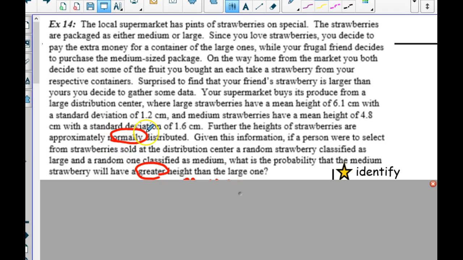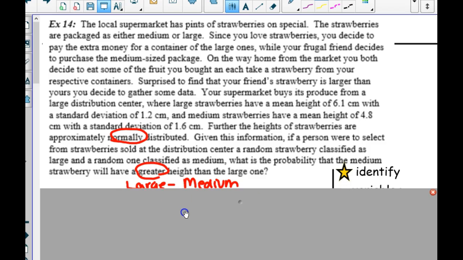I see the word normally distributed, so I know I'm going to have to use ZOMS at some point. And then I see this word greater. Okay, because we need to know, are we going to be doing adding or subtracting here? So we talked about what is that word greater here. We don't see the word sum. We don't see the word difference. So what are we going to do?